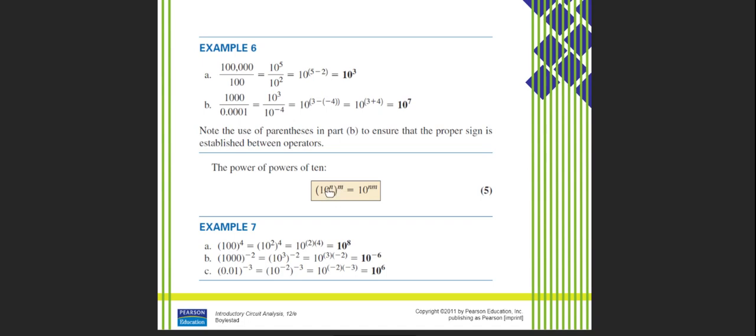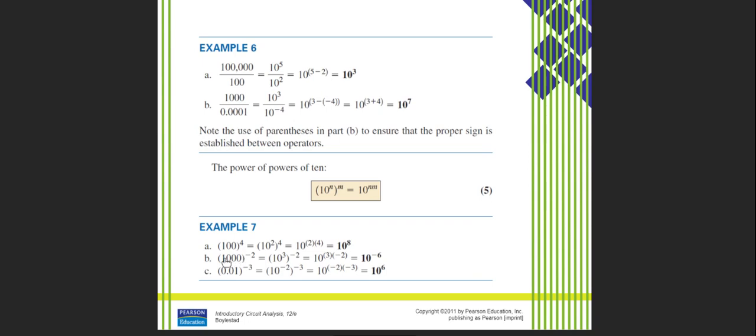If I have a number in power of 10 and I'm going to raise it to the power of m, the result is that you will write down one 10 as the base, and then multiply the powers, n multiplied by m. Here is an example. If I have 10 power of 2 to the power of 4, I will just write down 10 and multiply these two numbers. 2 multiplied by 4 equals 8.